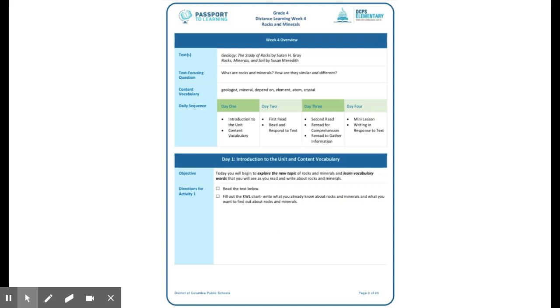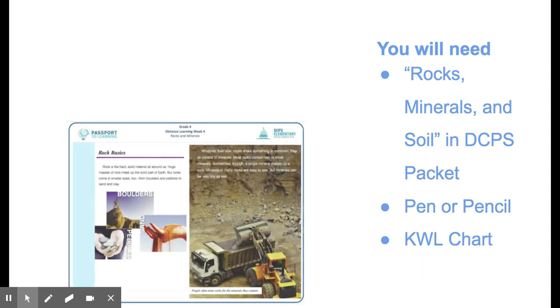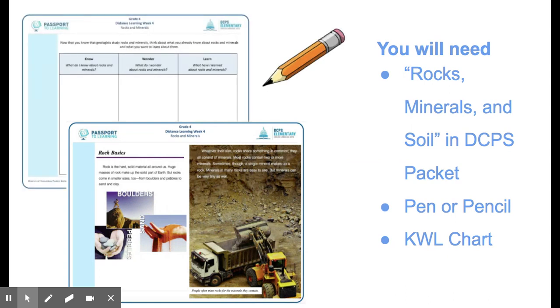For today's lesson, we will be doing a first read and a second read of our text. Yesterday, you should have introduced yourself to the unit by going over some key vocabulary words. We're also going to do a preview of that today as well. For today's lesson, you will need your rocks, minerals, and soil text in your DCPS packet, a pen or a pencil, and your KWL chart also found in your packet.